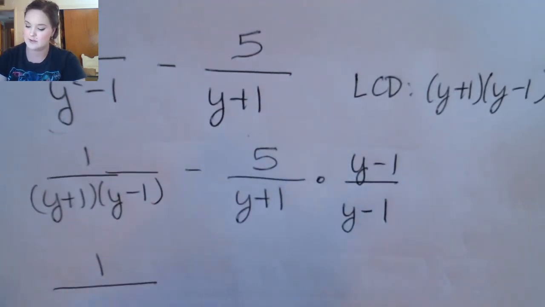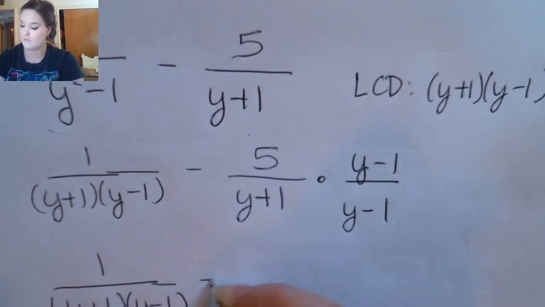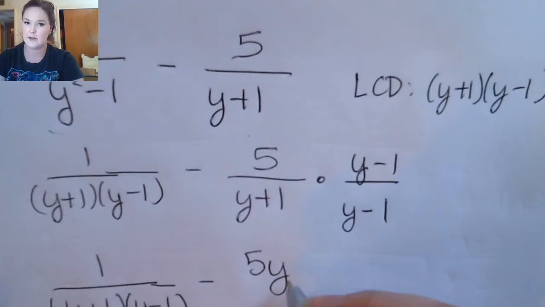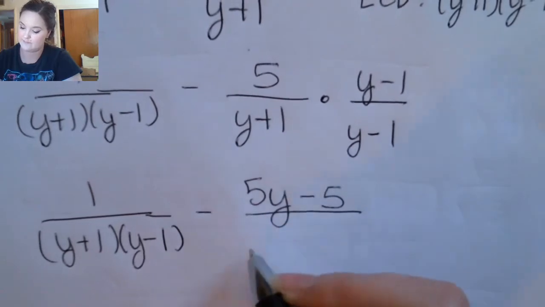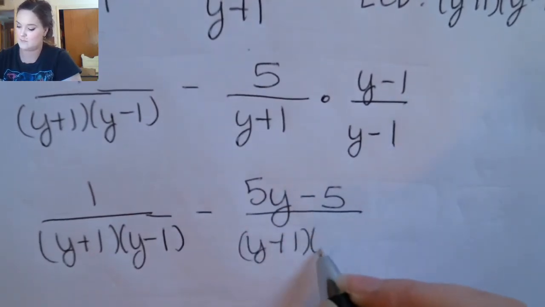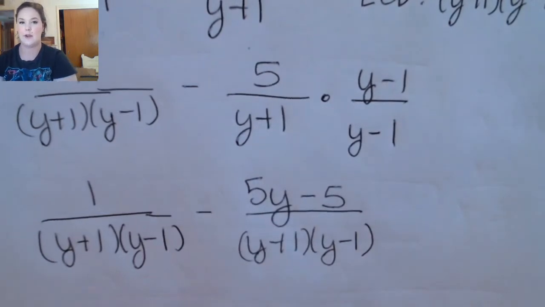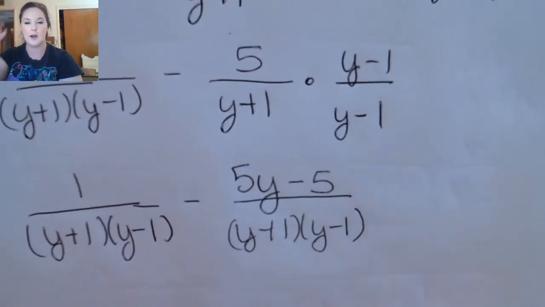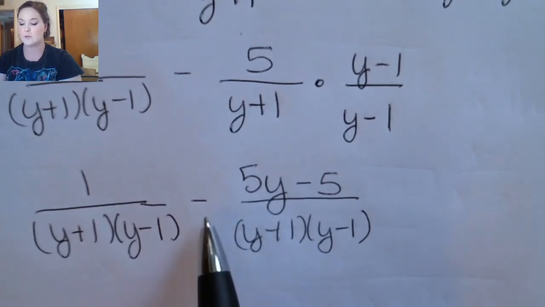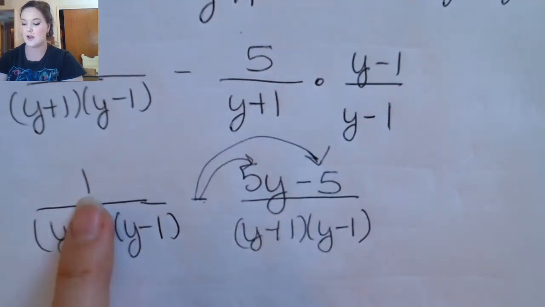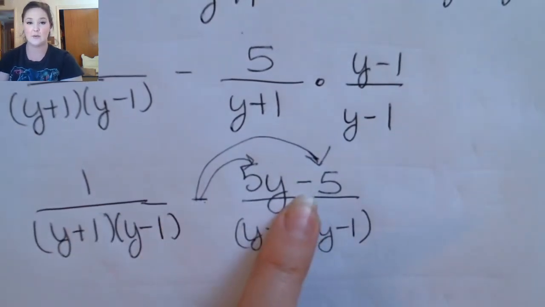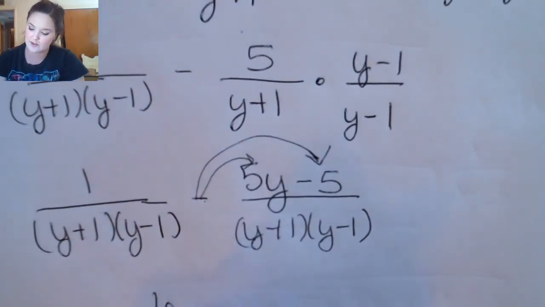Okay, so this is going to stay the same. Okay, 5 times y is 5y. Okay, 5 times negative 1 is negative 5. Okay, so now I'm going to subtract. Okay, so remember this negative sign affects both of these. Okay, so I'm going to have 1 minus negative 5, which is the same as 1 plus 5, or 6. Okay, and then I'm going to have negative 5y.